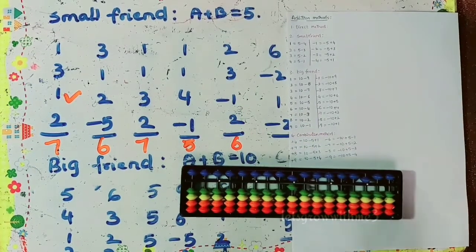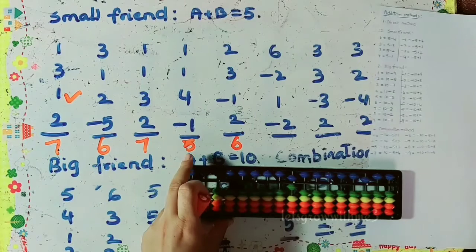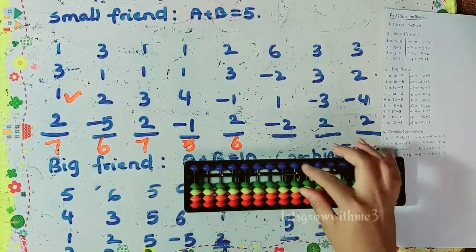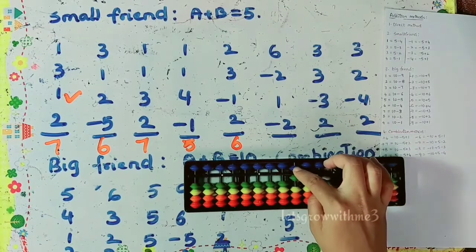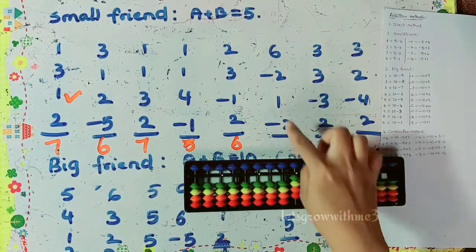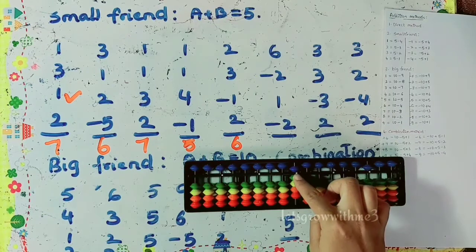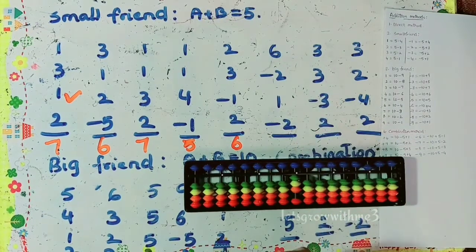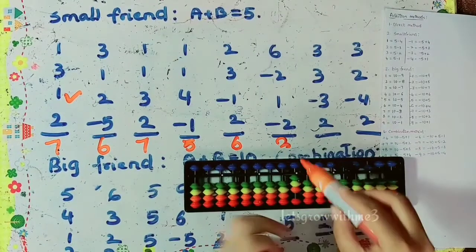Next question. 6 minus 2. So how to do minus 2? Minus 5 plus 3. Then plus 1. How to do plus 1? Plus 5 minus 4. Then again minus 2. How to do minus 2? Minus 5 plus 3. So the answer is 3.